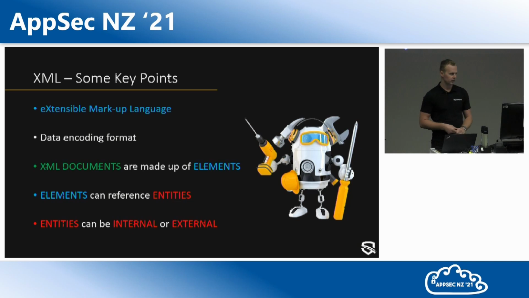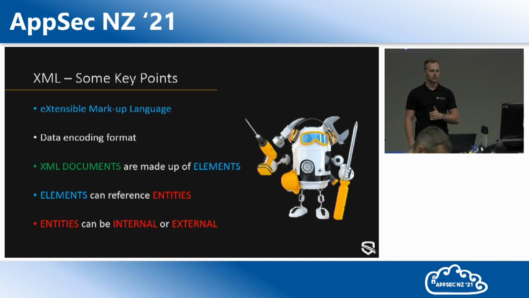So XML, if anyone doesn't know what XML is, is extensible markup language. It's a data encoding format. It's quite often used for passing data back and forwards very often between server to server, or applications like RSS feeds and things like that.